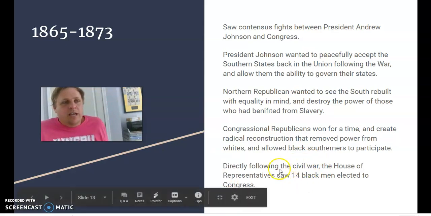You can go to your notes guide. You're going to see that there's some activities you should be doing today in regards to finding out more about the black men that served during Reconstruction.